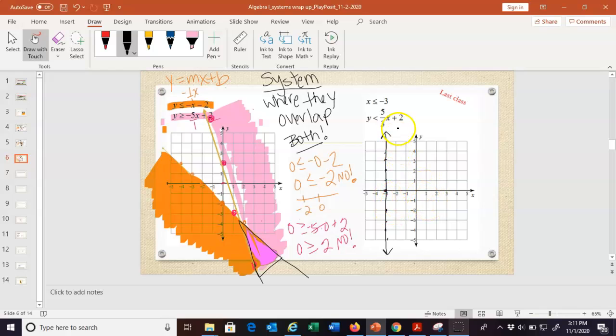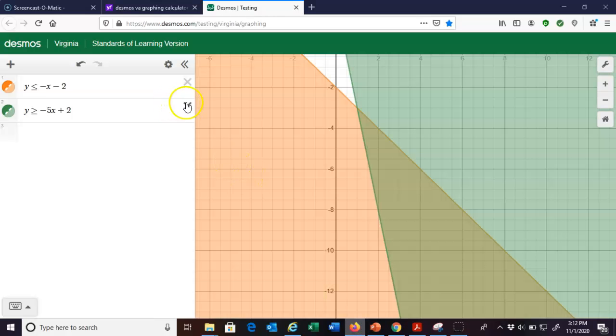Now let's graph the second one. So y-intercept of a +2, and then we'll use the slope. We'll go up 5/3. It's about there and there. All right, this is also a solid line. That's a pretty good line. And now we have to do our shading. So let's go to Desmos and see what we can figure out from there.